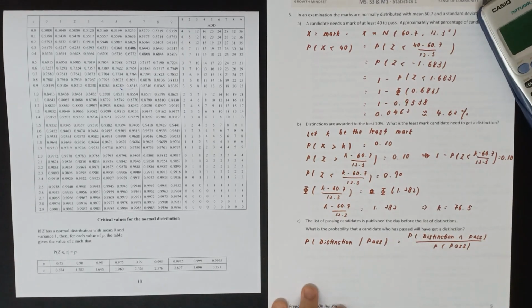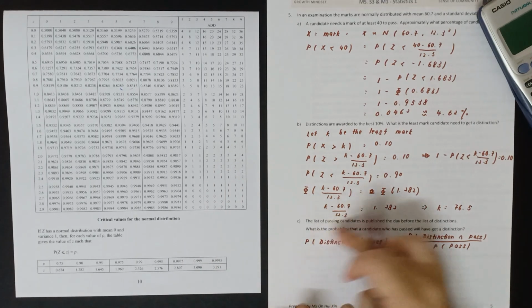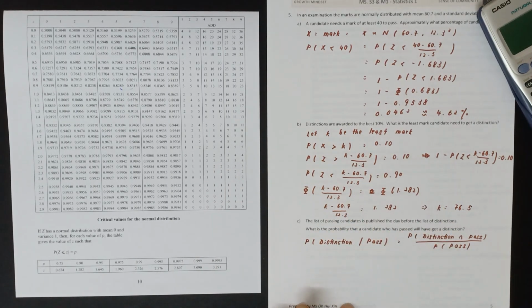Okay, so the question goes like this. You can try to ask, if today you are going to get your result, your target is to get a distinction. On the first day, without the list of the passing candidates being published, you don't even know whether you pass or not. So the probability for you to get a distinction is A. Okay, now after some days, the list of the passing candidates comes up.